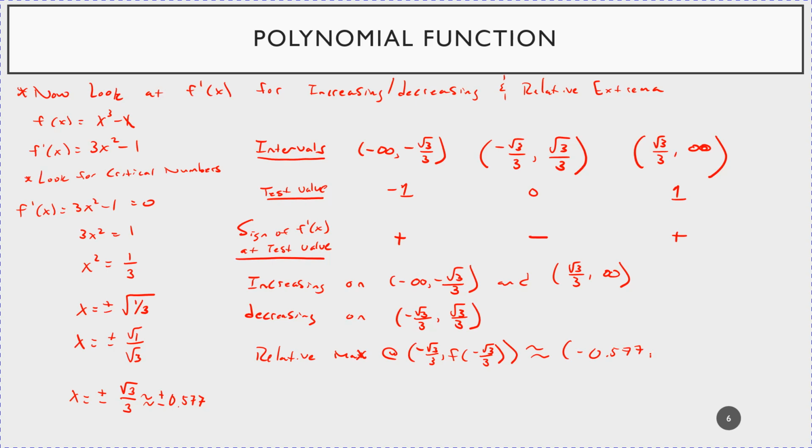Then we have a relative min because it's going from decreasing to increasing, at square root of 3 over 3, comma, f of square root of 3 over 3, which is going to be roughly the point (0.577, -0.385). All right, we're getting there. So this is really important here. We know where it's increasing and decreasing. These relative extrema tell us the turning points of the graph.